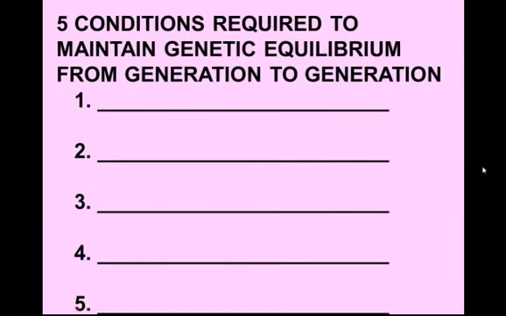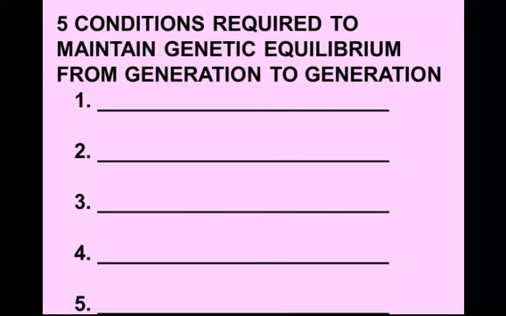Okay, so let's write those 5 things down now. 5 conditions that are required to maintain equilibrium. Remember, keep evolution from happening. So use your hand to help you remember. Let's start with our little finger. Remember, little finger reminds us that populations can't be small.